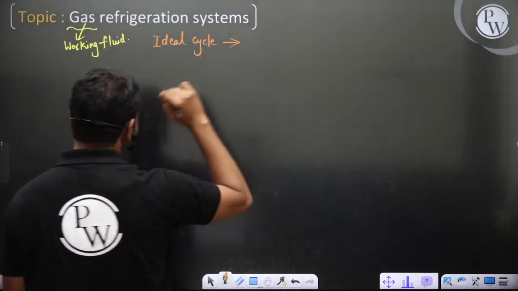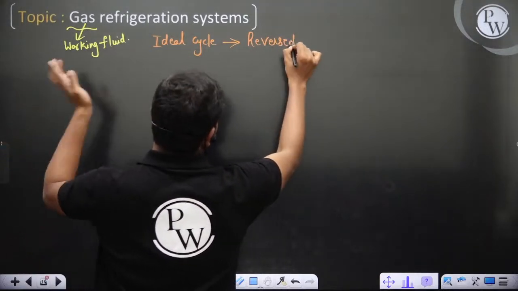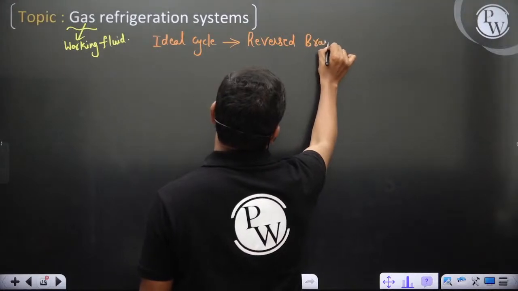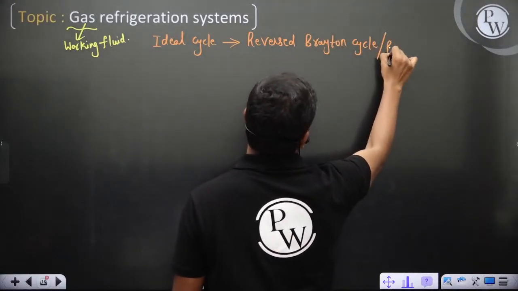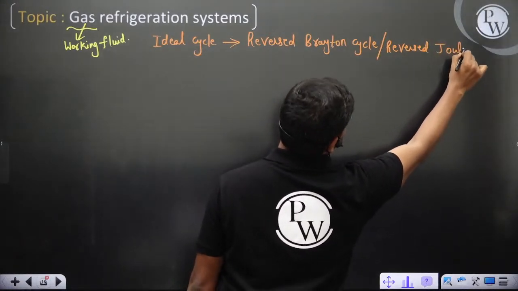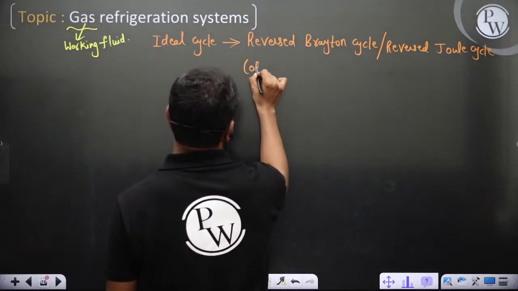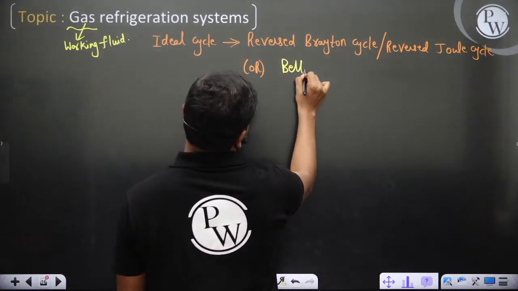like this, a reversed Brayton cycle, like how we reversed Rankine for vapor; for gas, reversed Brayton cycle. This is also called the reversed Joule cycle, or this is also called the Bell-Coleman cycle, which you might have studied sometime.